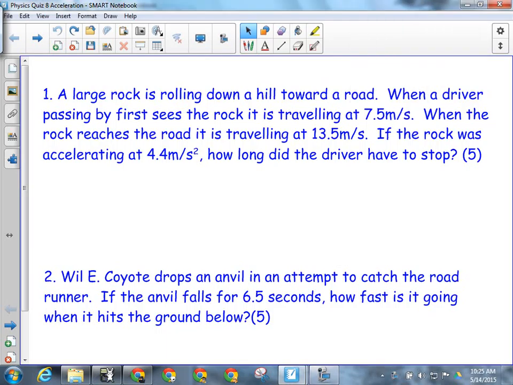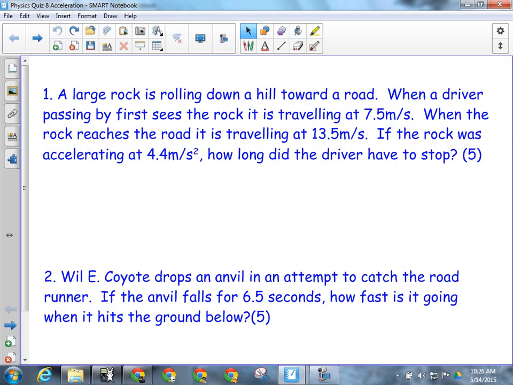All right, so for our acceleration problems here, in our first one, we got a large rock rolling down a hill towards a road. When a driver passing by first sees the rock, it is traveling at 7.5 meters per second. So that would be our initial velocity. When the rock reaches the road, it's traveling at 13.5 meters per second, our final velocity. If the rock was accelerating at 4.4 meters per second squared, that's our acceleration, how long does the driver have to stop?